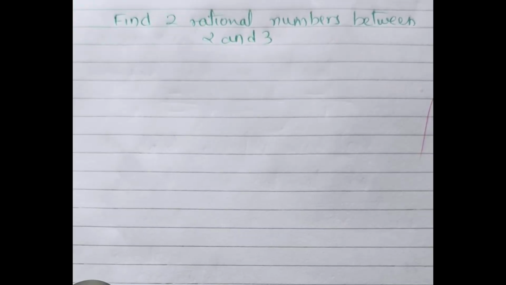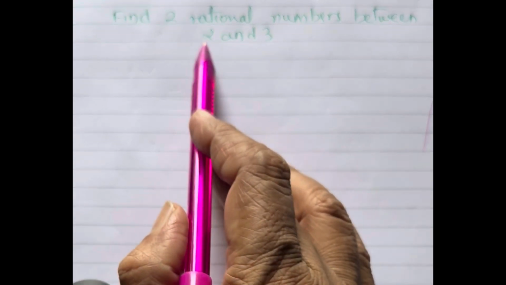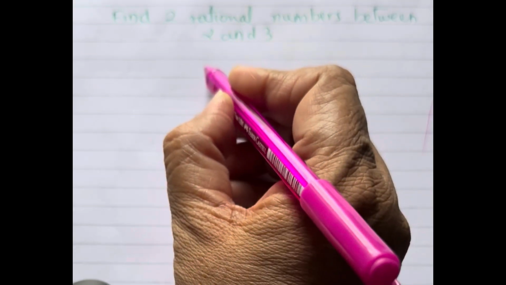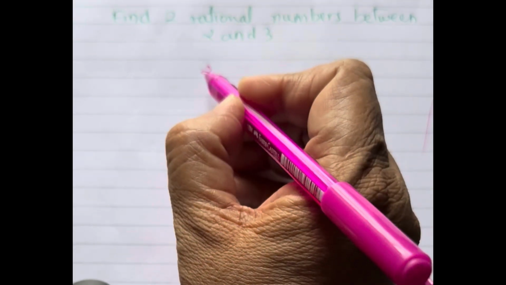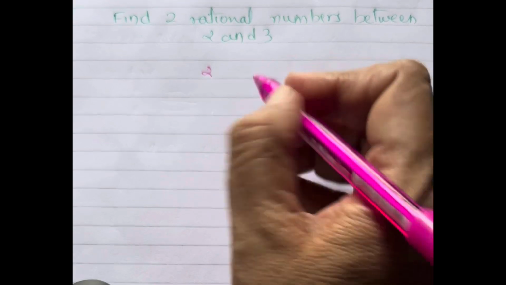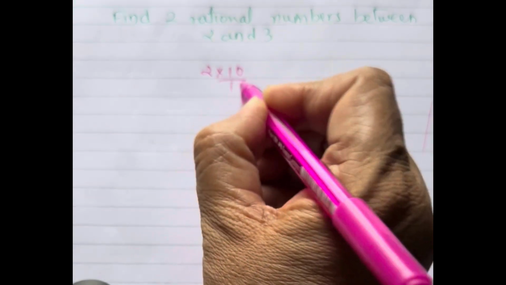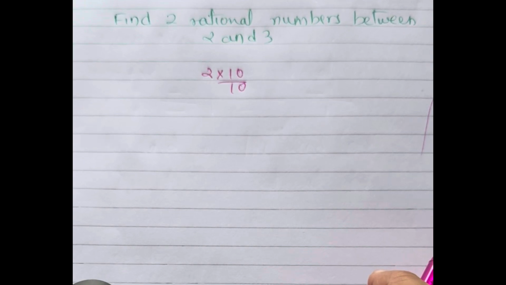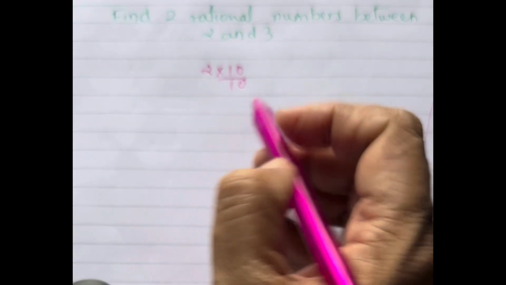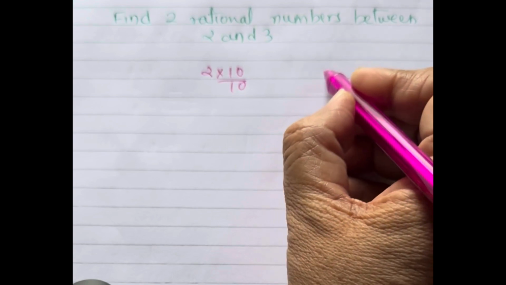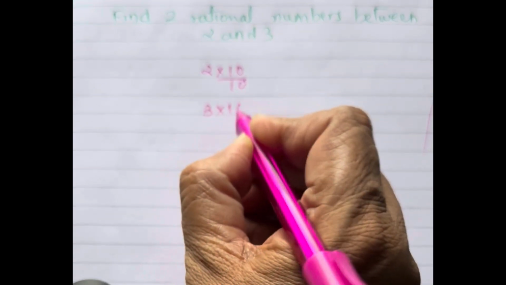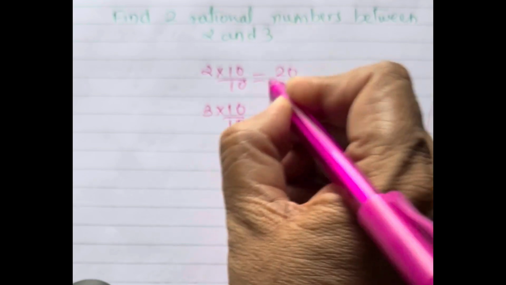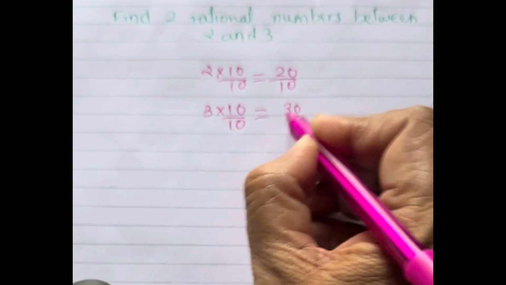Now we'll see this type of question where you are supposed to find rational numbers between any two given rational numbers. You may be asked to find 2, 3, or 5 rational numbers, right? So what are we supposed to do? Two and 3, the numbers are given. You need to find equivalent fractions. So you can multiply this by 10 upon 10. If you are multiplying by 10, to make it equivalent, you also need to divide by 10. And 3 also you multiply by 10 upon 10. So this becomes 20 upon 10 and this becomes 30 upon 10, right?